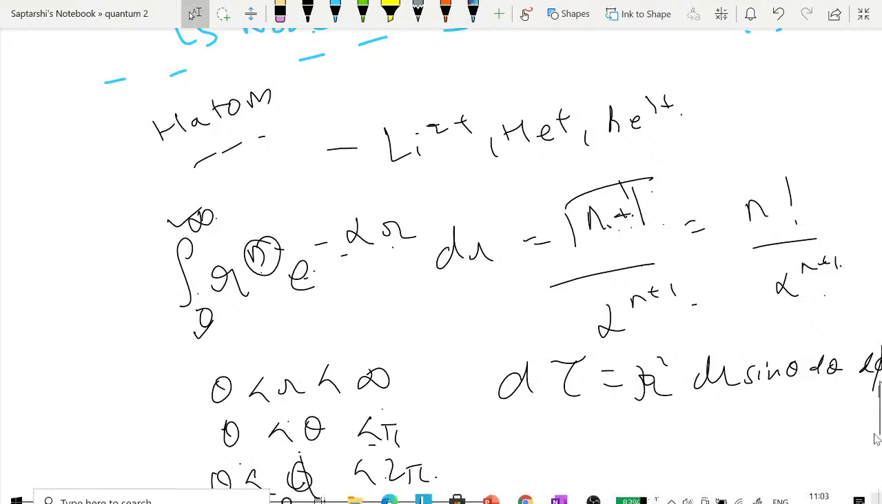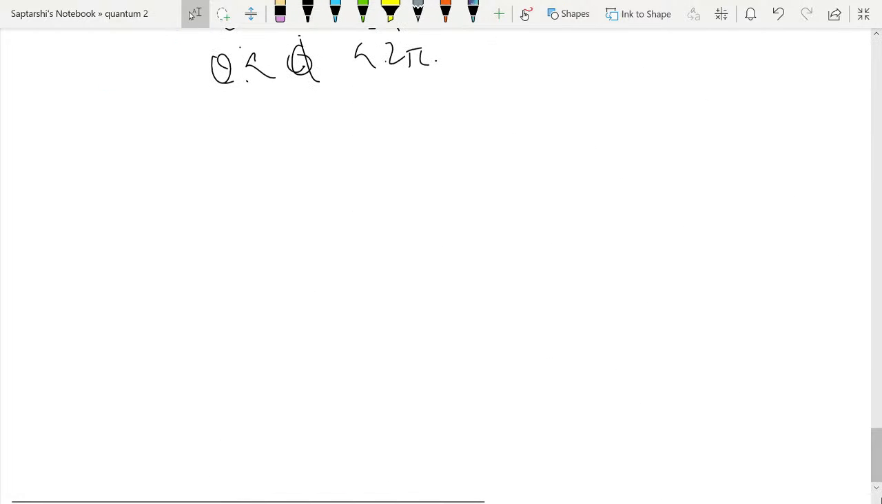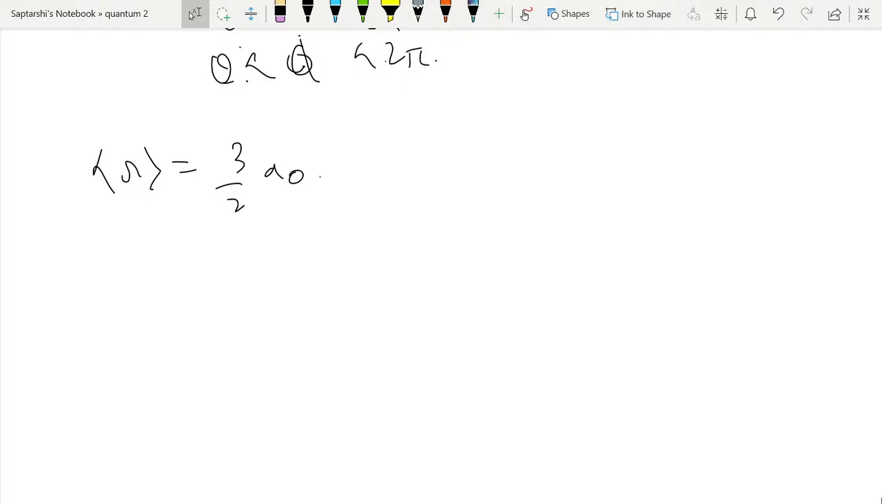Remember, the average value of r is sometimes asked in questions. The average value of r is 3 by 2 A0. Over here also I said that the average momentum <p_r> is equal to 0, as was the case in the particle in a box, and this is also the case here.